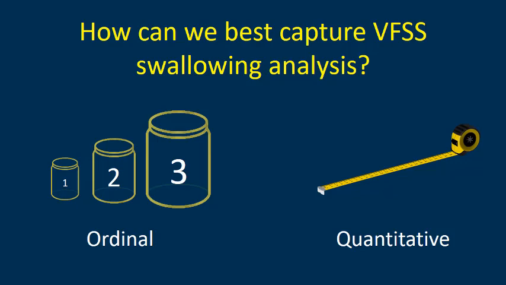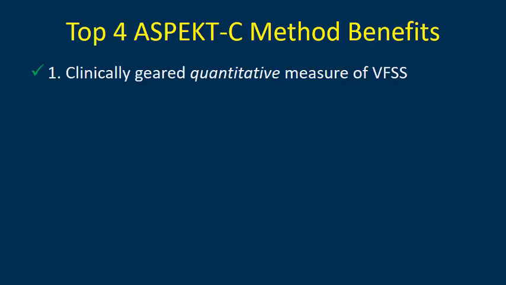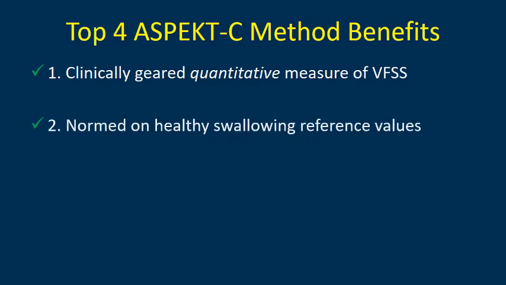So, to summarize what we've covered to date, the why of the ASPEKT-C would be 1. Because it's a clinically geared quantitative measure of videofluoroscopy. It measures swallowing timing in milliseconds and swallowing efficiency as a percentage of your patient's C2-4 space. 2. Because ASPEKT-C is normed on healthy swallowing reference values, grounding our clinical decision-making.